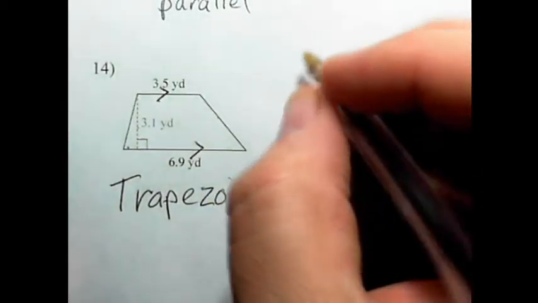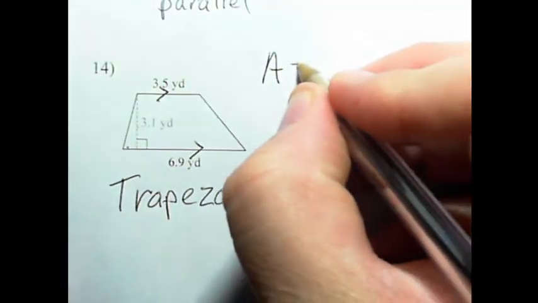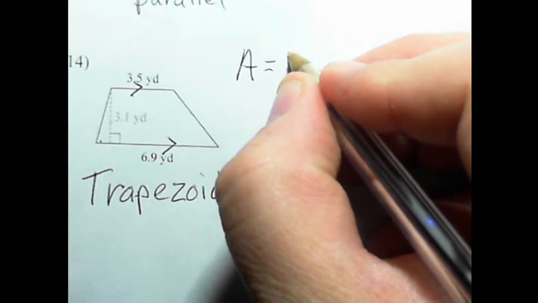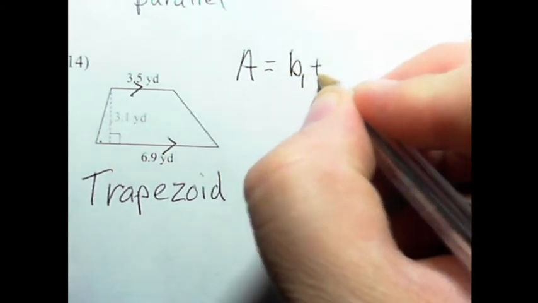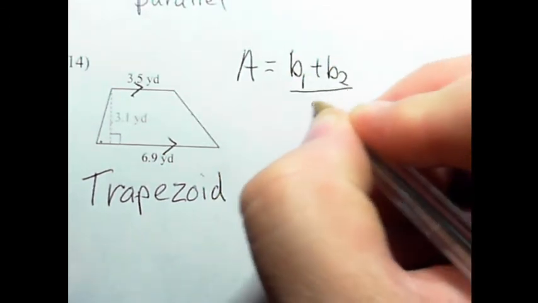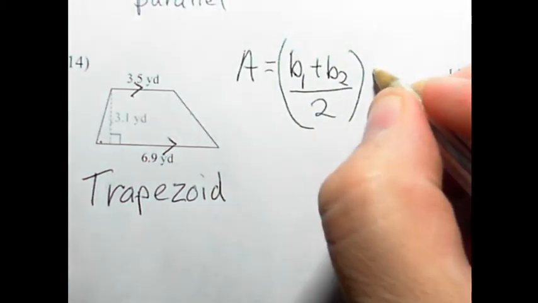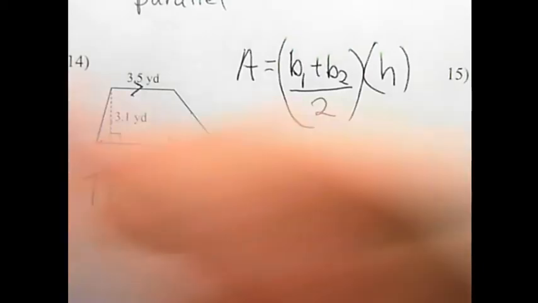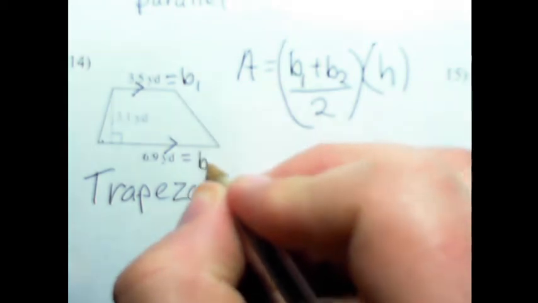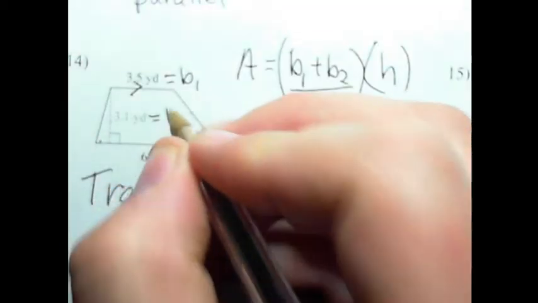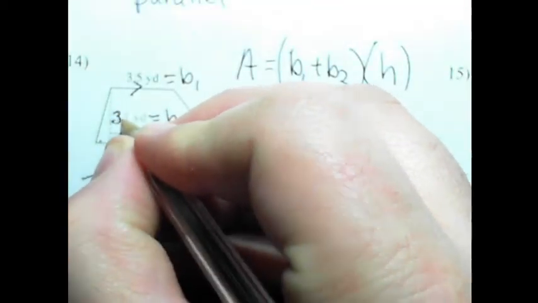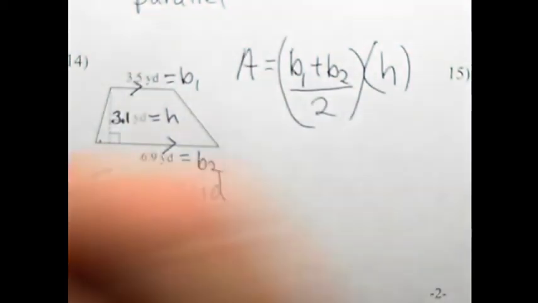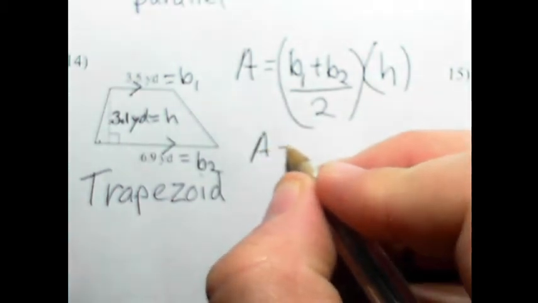Now the area for the trapezoid is equal to the base 1 plus base 2 divided by 2, all of that times the altitude height. Okay? Well, this is base 1, and this could be base 2, and then this is the altitude height. And, you know, it's a little grayed out, so let me pencil it in there. 3.1 yards.